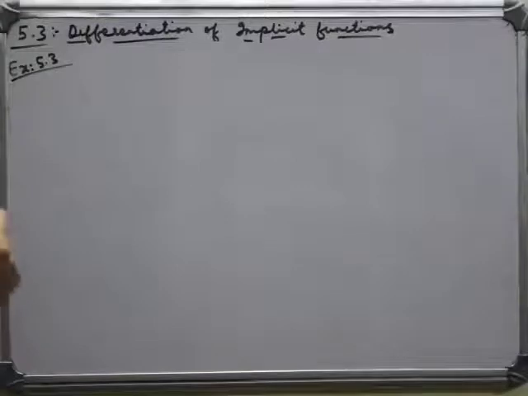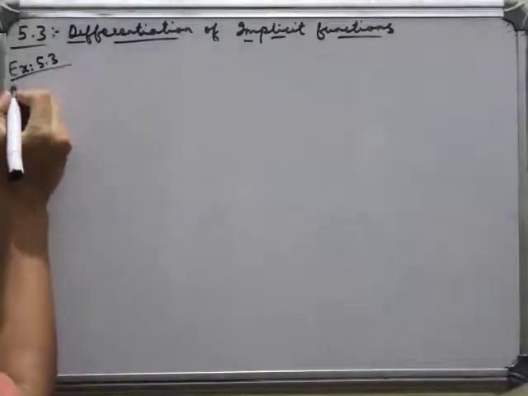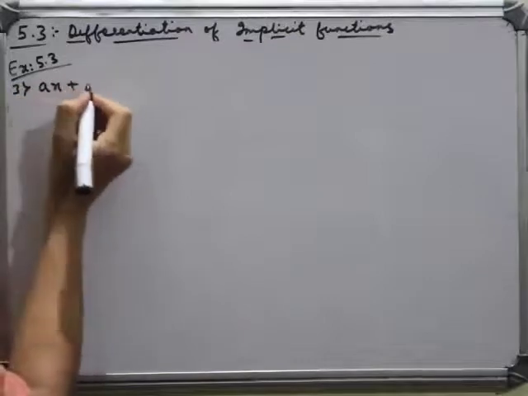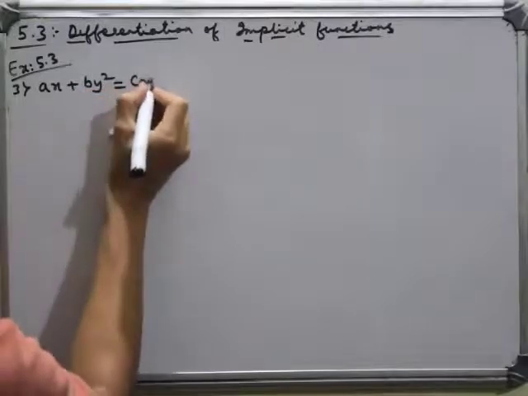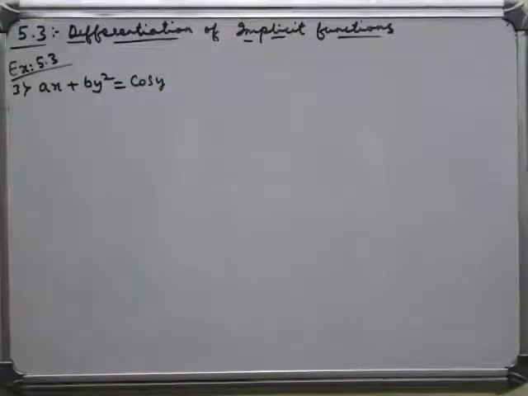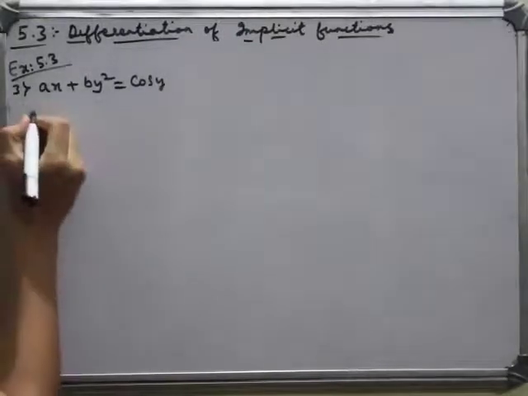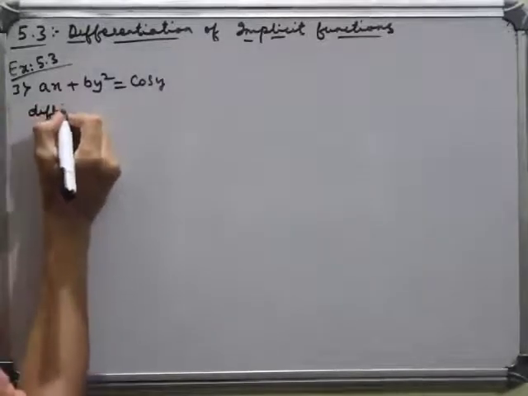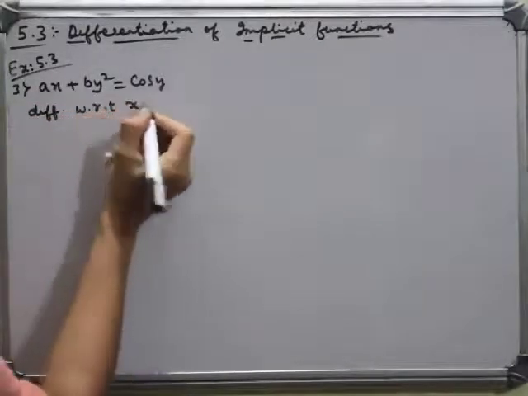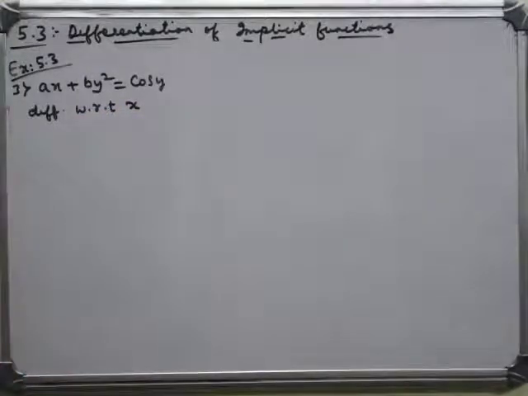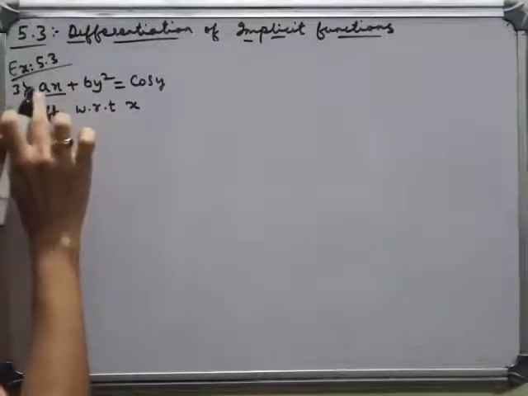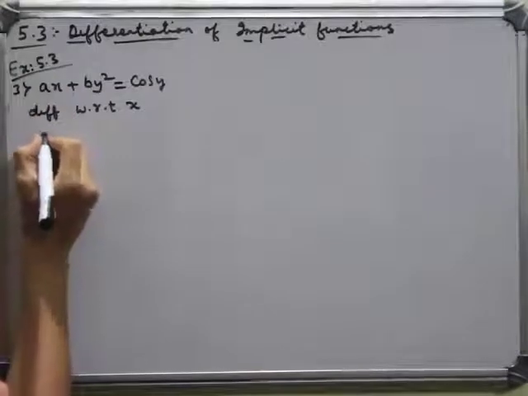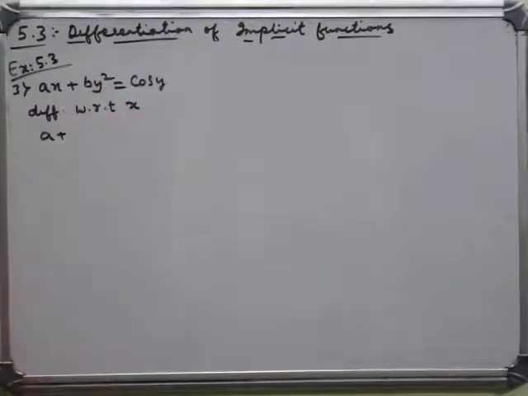Question number 3: ax plus by square is equal to cos y. Okay. So first step, differentiate with respect to x. If you differentiate the function with respect to x, what will we get? Differentiation of ax, that is constant into function. So differentiation of ax is a plus by square.